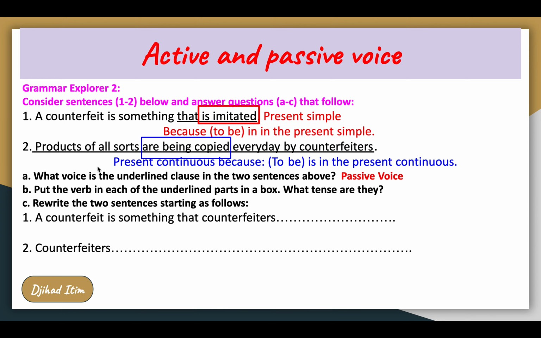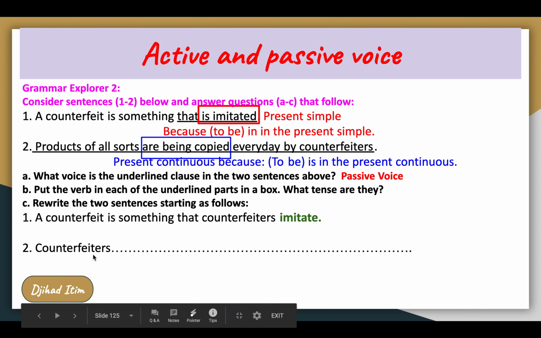Question C: rewrite the two sentences starting as follows. We have a counterfeit is something that counterfeiters what? So what can you say? A counterfeit is something that counterfeiters imitate. And for the second one, counterfeiters are counterfeiting products of all sorts every day. So here are the two sentences.